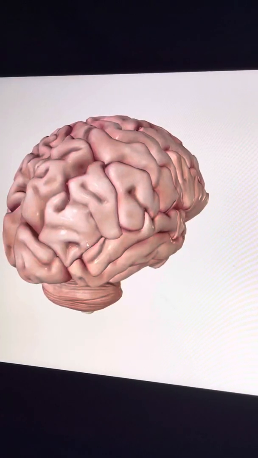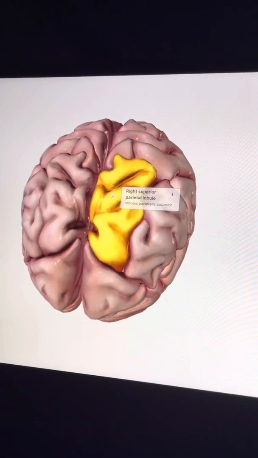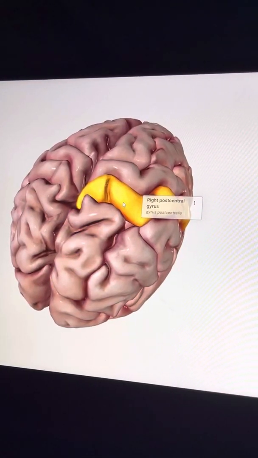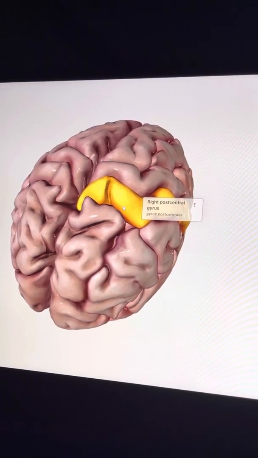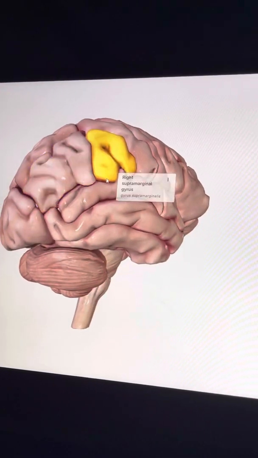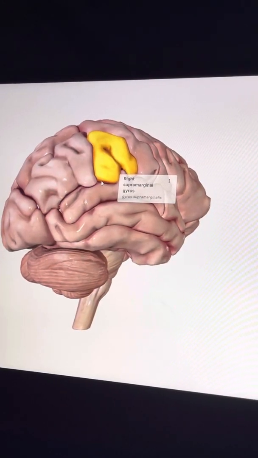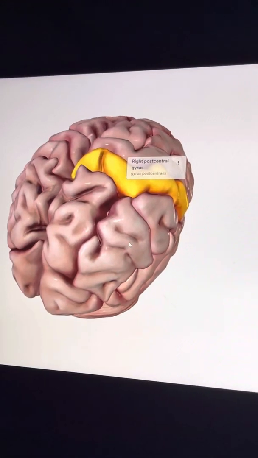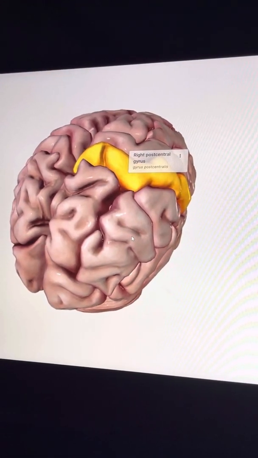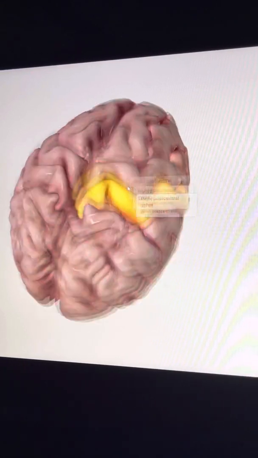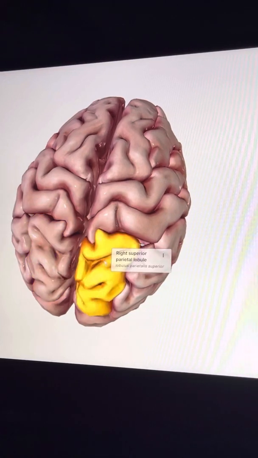Alright, the parietal lobes are right back here. We have the right superior parietal lobe, the right post-central gyrus, the right angular gyrus, right supramarginal gyrus, and those guys are what make up the parietal lobes right there. And again, these guys are bilateral, so you can see them on both sides.